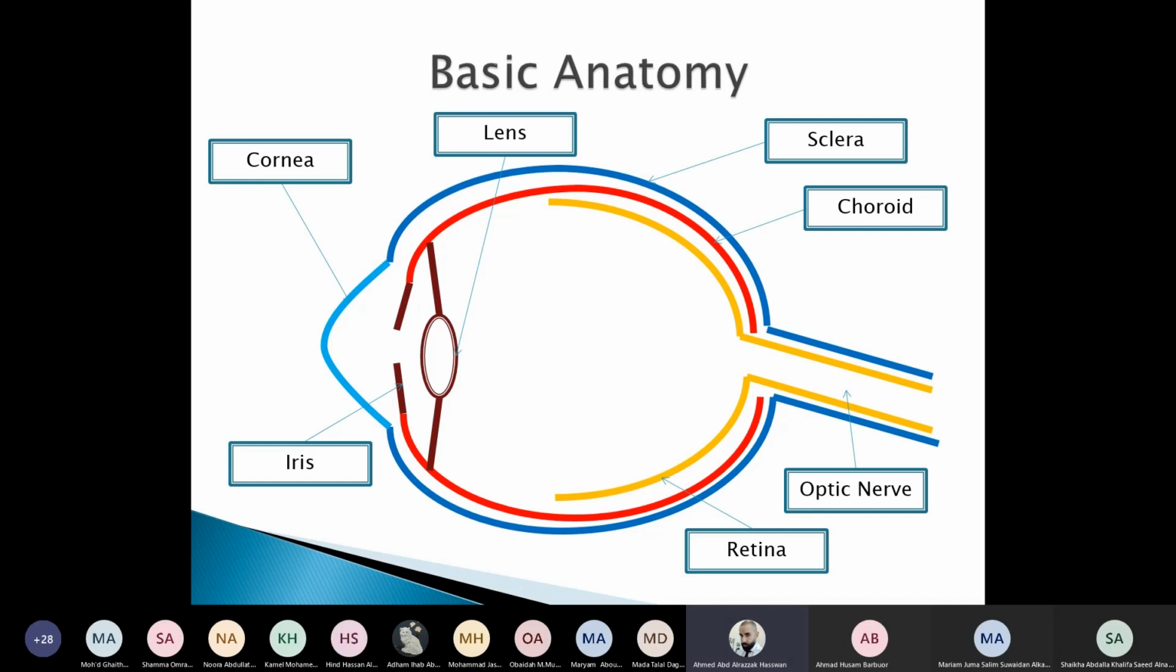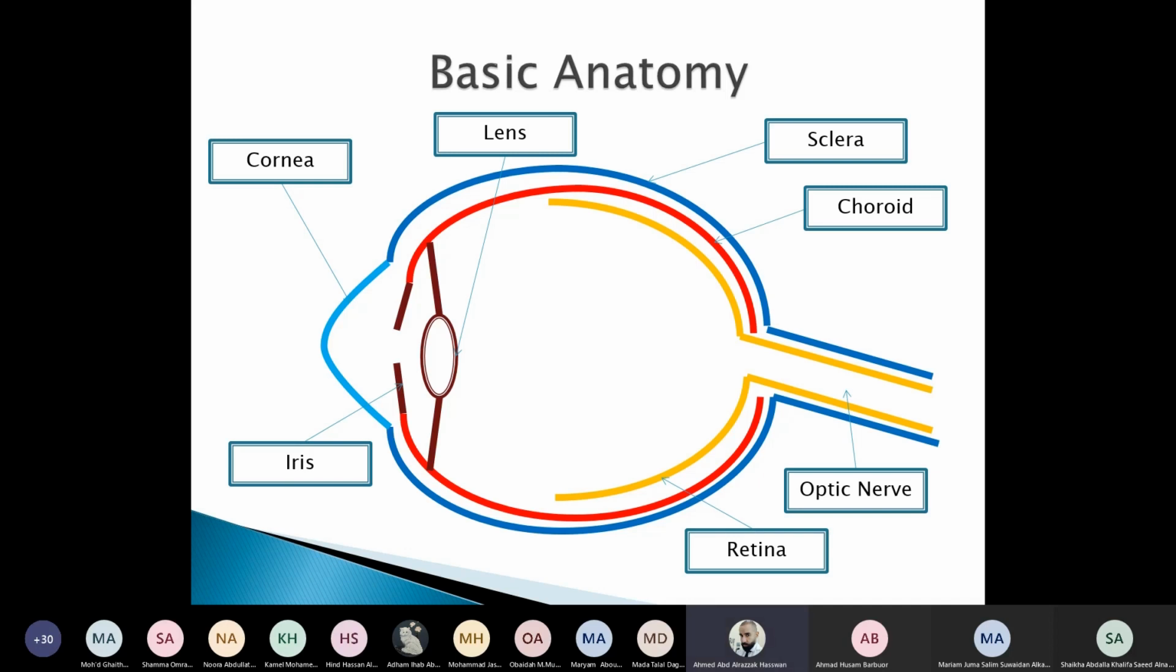Next, the second layer is called the uvea. The uvea posteriorly is composed of the choroid, and the choroid is very important because it has the blood vessels which will supply the retina. Anteriorly, the choroid is continuous with the iris, which is a muscle. It controls the size of the pupil. The pupil is the hollow inside the iris. Then posterior to the iris, we have the lens, and the lens is attached by ciliary bodies, which are anchored to the choroid.